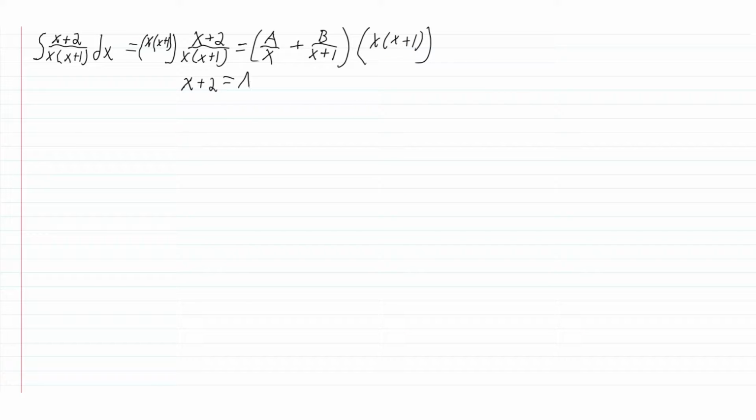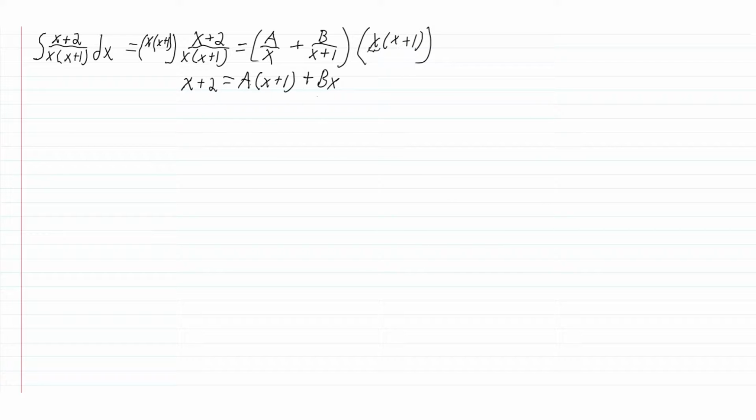And then we'll get A, and if we multiply A over x times x plus 1, the x's that are by themselves will cancel and leave us with A times x plus 1. And then the opposite will happen with B. The x plus 1 will cancel with the x plus 1, and we'll be left with Bx.